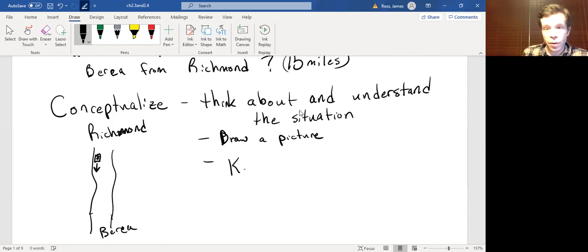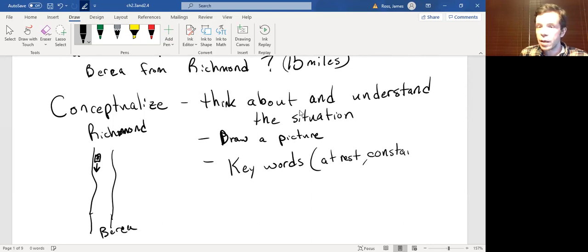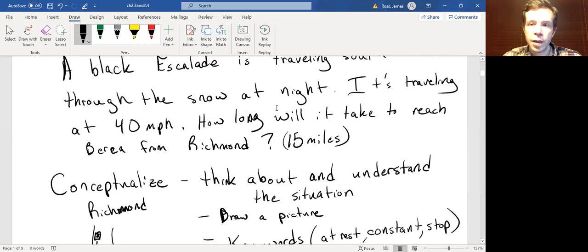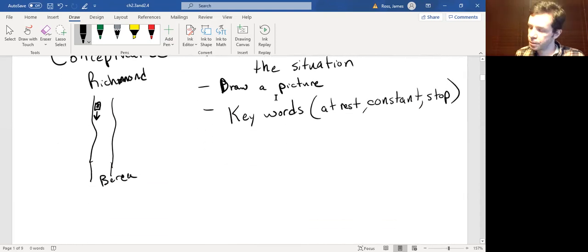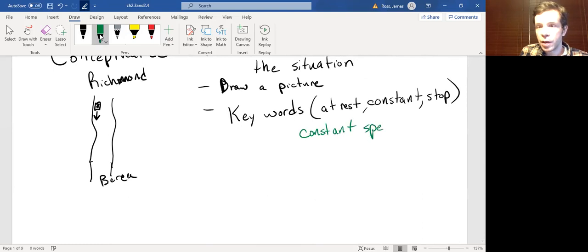The next thing, we want to look for keywords. The keywords are typically things like at rest, meaning that it's not moving and it's not accelerating. Constant speed, constant acceleration. It comes to a stop or it starts from stop, those kinds of words. Is there anything like that in here? Well, we're told that it's traveling at 40 miles per hour. It doesn't explicitly say constant, but I think you have to assume that here. So I'll just put a note there: constant speed.